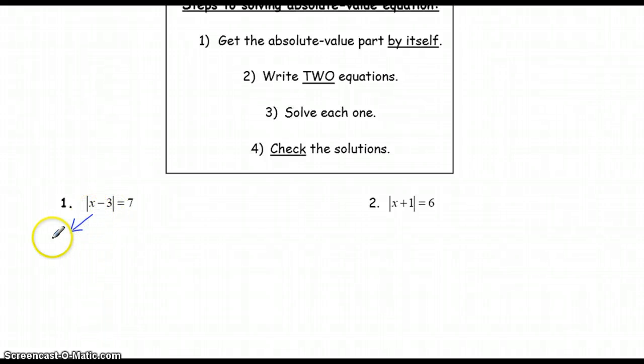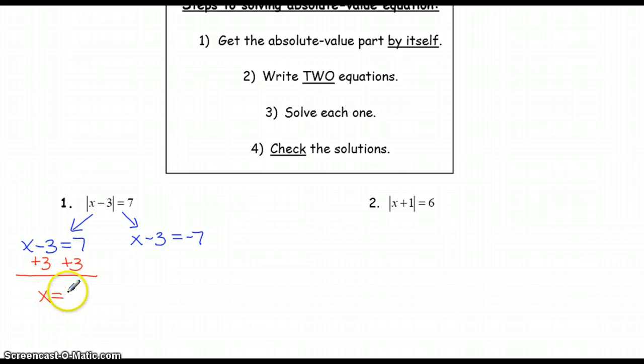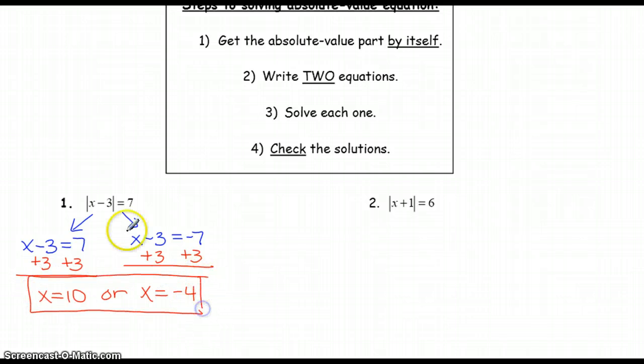One of the problems is going to stay exactly the same, but it's going to lose the absolute value bars. Our other equation, again, is going to lose the absolute value bars, but we're going to change it to equaling a negative 7. Now we have both problems here that we can solve. We're going to add 3 to both sides, and when we do that, we get x can equal 10, or if we add 3 to both sides over here, we get that x can equal negative 4. So let's go ahead and check these solutions.